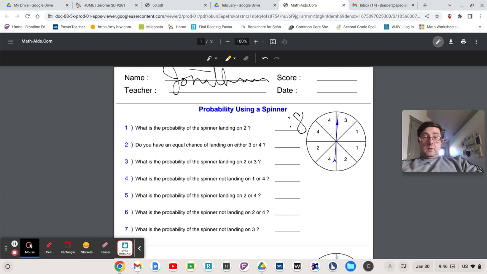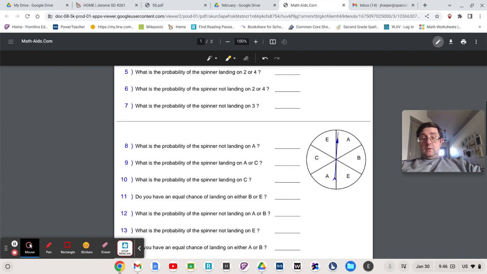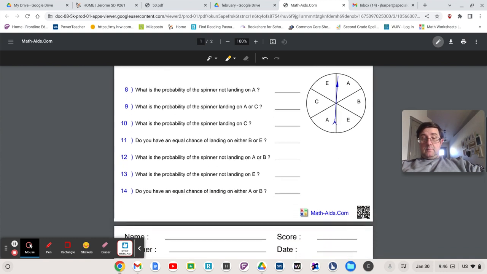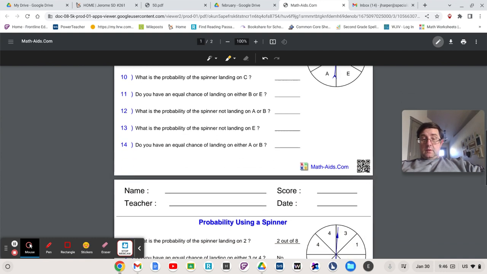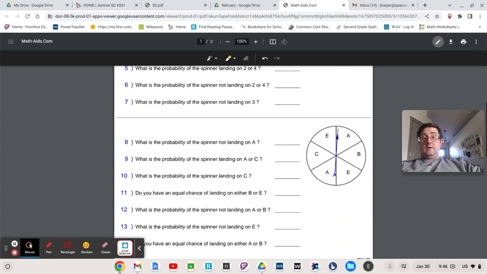So what is the probability of the spinner landing on 2? Well, how many 2's are there? Well, there's 1, 2 here, no more 2's over here, and 1, 2 here. So that is a 2 out of 8 chance. So let's go down here to the bottom, and we go 2 out of 8 chance.